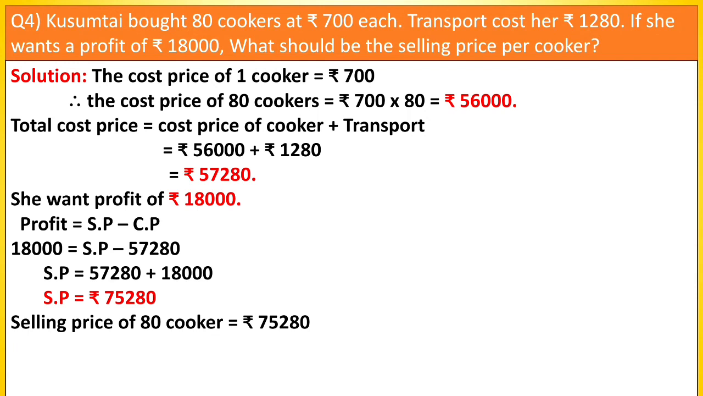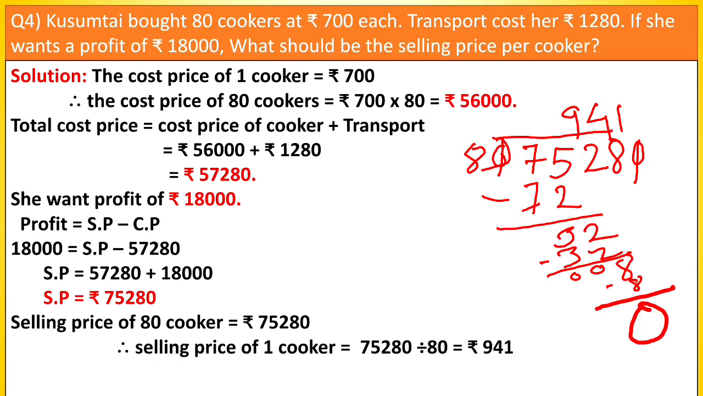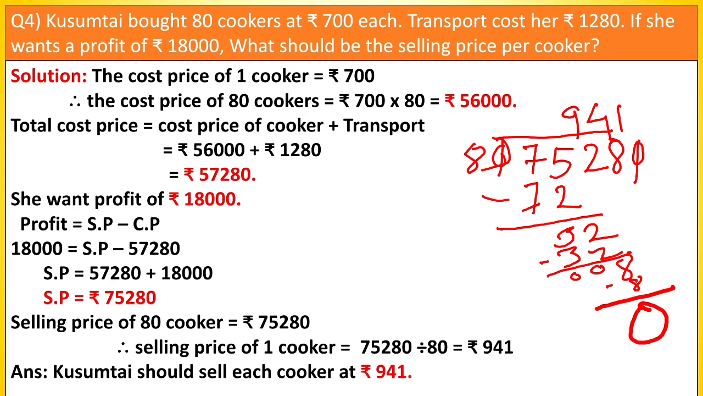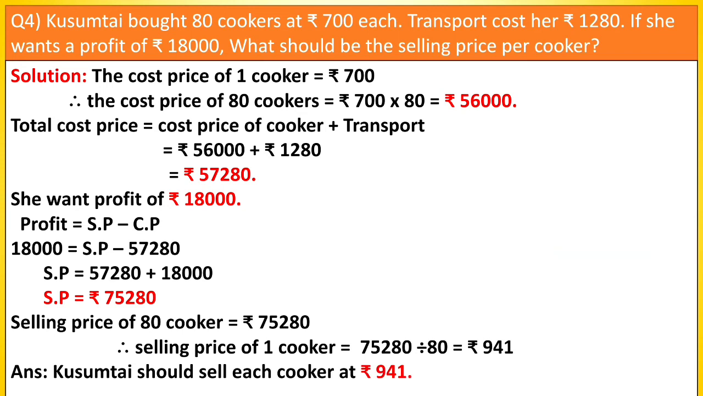Selling price of 80 cookers is 75,280, but here we have to find the selling price of one cooker. So we will divide 75,280 by 80. So here we get the answer 941. It means Kusumtai should sell each cooker at rupees 941.